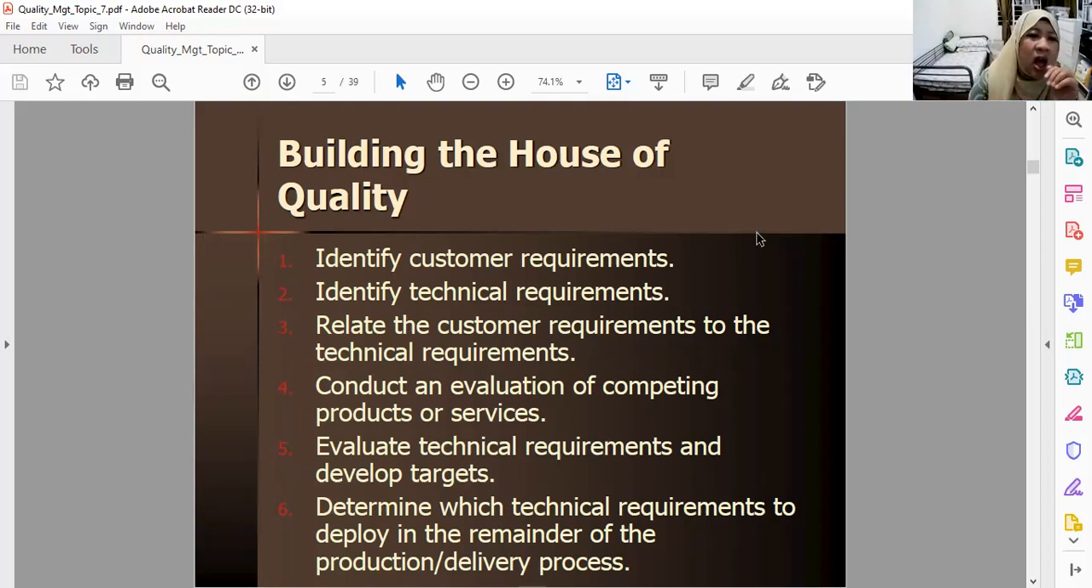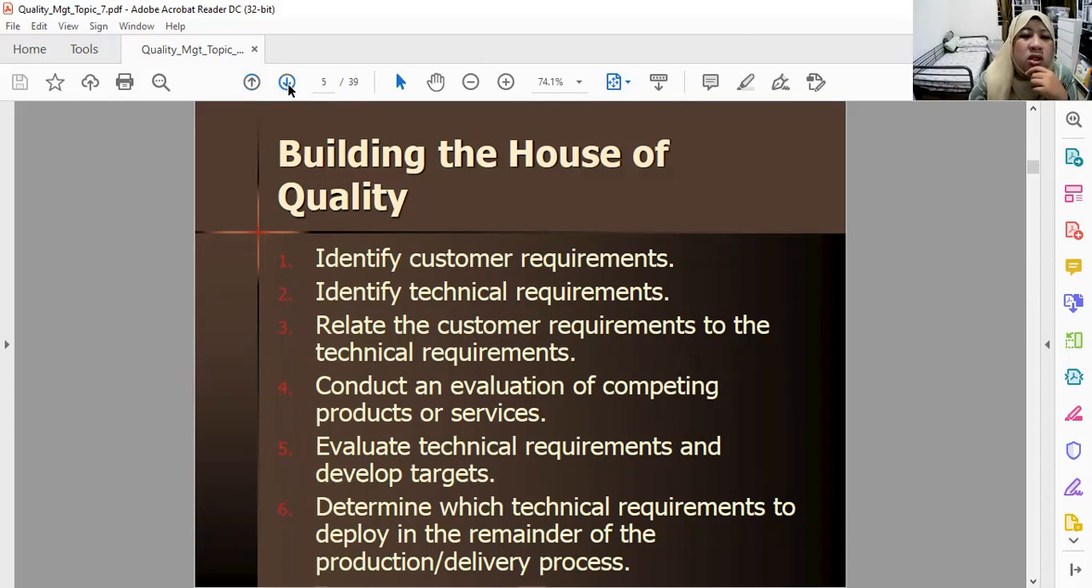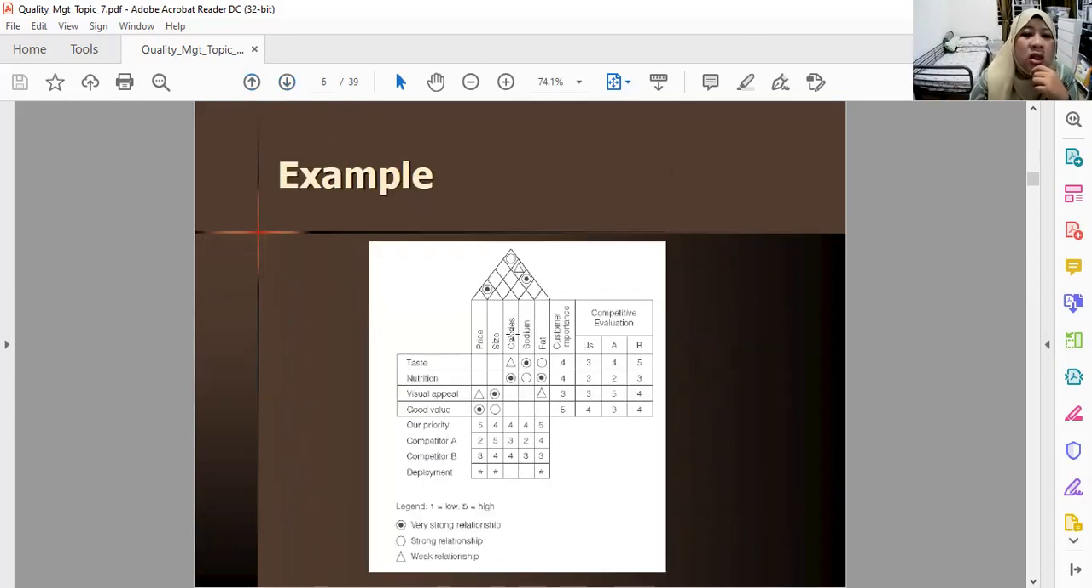So this is the house of quality that I was referring to previously. Alright, so we're moving on to the next one, which is an example of the house of quality by maybe AZ company.